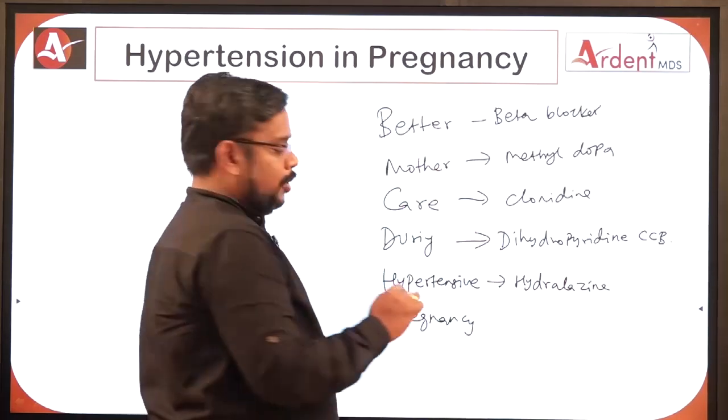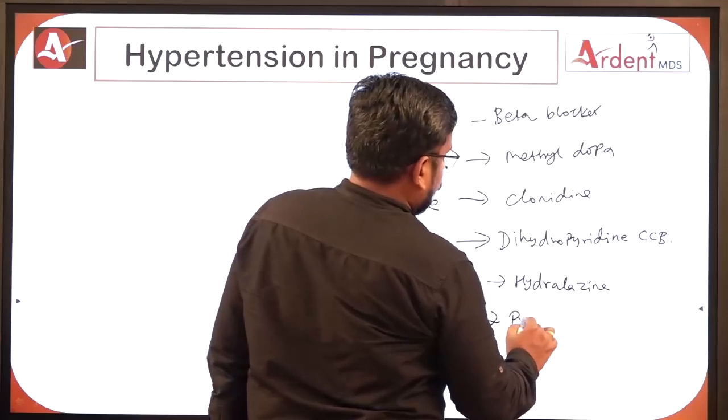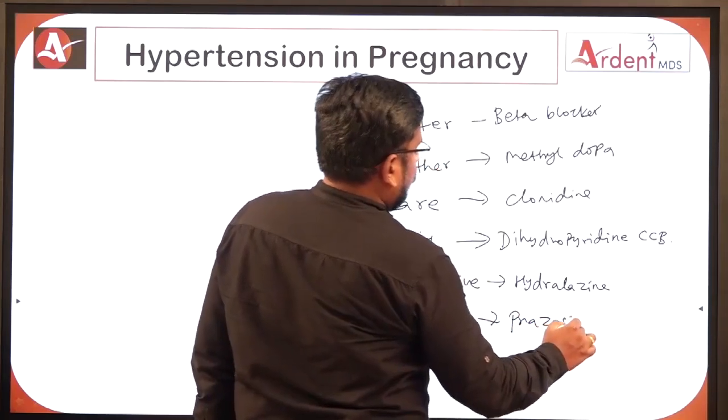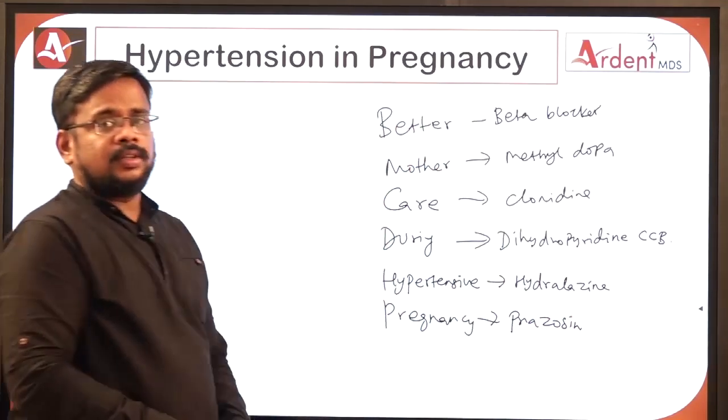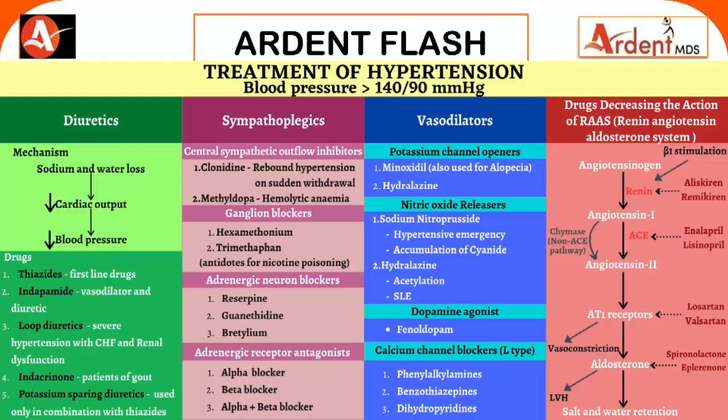And the last one, P for prazosin. These are the better drugs you can give during pregnancy. Till now, what we studied about the drugs for hypertension is given in a single part as a rapid flash. Let's start. So we have four colors, right?